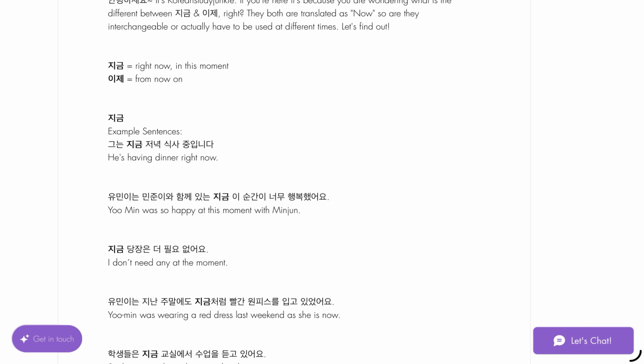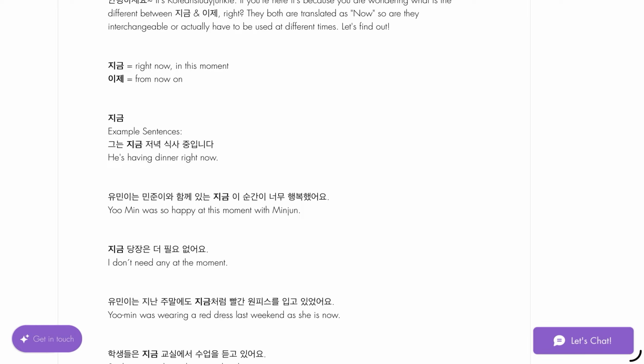A lot of words in Korean are like this. But a lot of words in Korean are similar. What will happen usually is that one word in Korean has like 3 different definitions, and one of them might align with another word. And that's the case right here with 지금 and 이제.